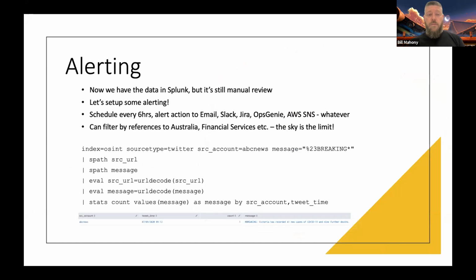So maybe what we did from here is now set up alerting. So set up a saved search. In this case, schedule it every 6 hours. That kind of lines up with the Integromat polling. And then we can set that alert to look for whatever we care about within the Twitter data.